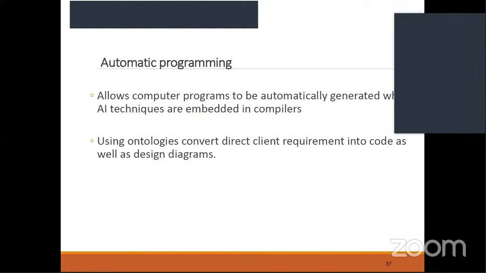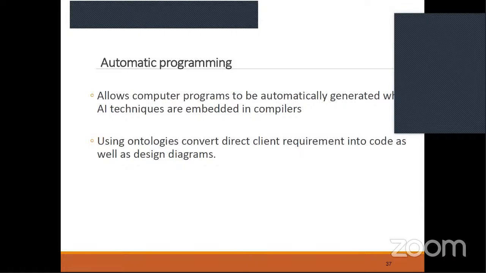For computer science people, the big problem is programming. A lot of work is happening in this area, where computer programs will be generated automatically. AI techniques will be embedded in compilers to aid programmers, as humans do, in automatic programming. Maybe in future, computers will do programming based on ontologies, which convert the client requirement into code as well as design diagrams.